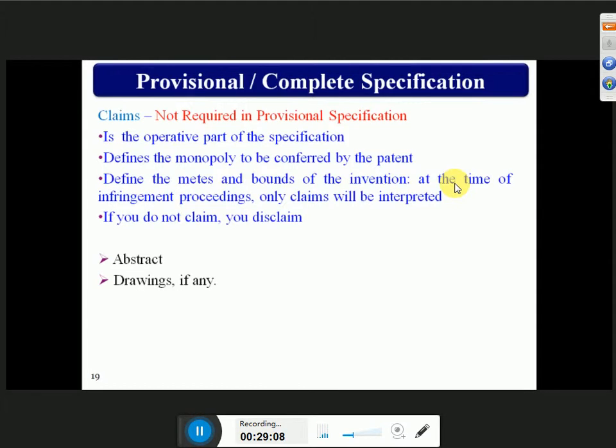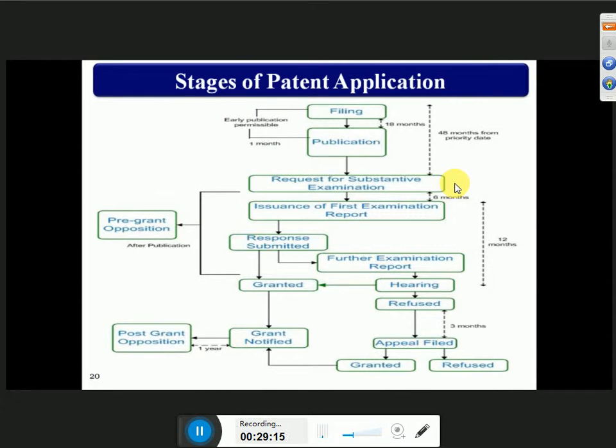And then abstract as well as drawing, if any. So these are the various stages of filing a patent application in India. Suppose I am filing the provisional application. After filing the provisional application, within 12 months I should file the complete specification. The Patent Office India gives me 12 months of time to complete my idea into a product.